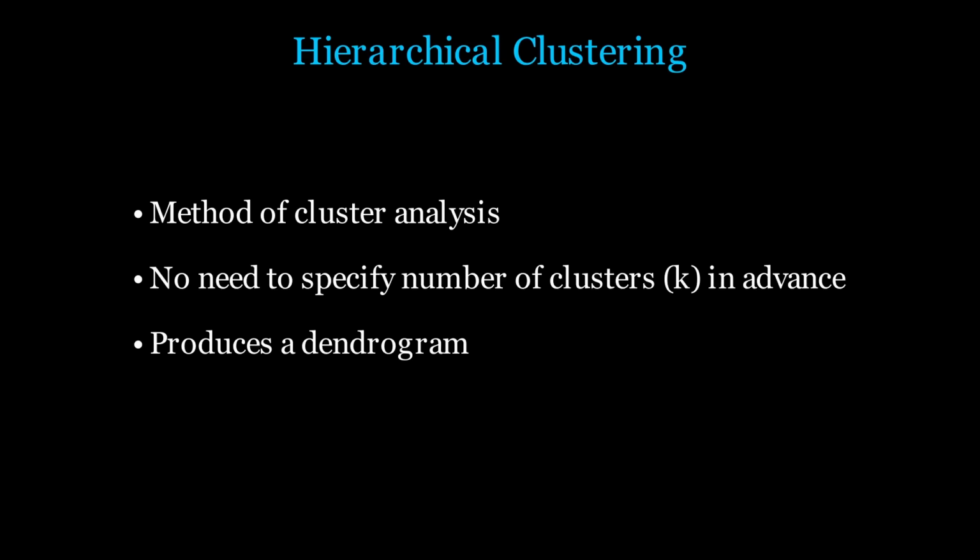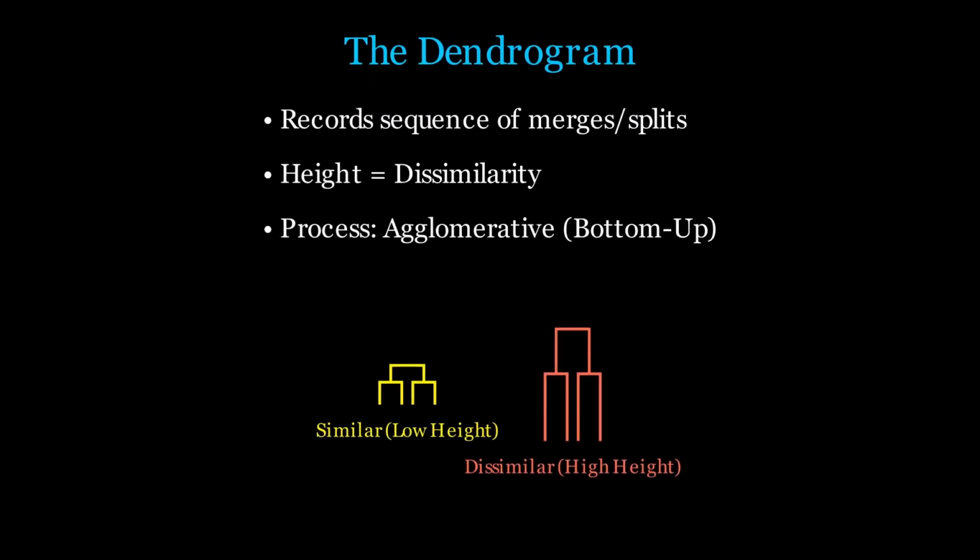Hierarchical clustering produces a tree-like diagram called a dendrogram. Let's see what that looks like. A dendrogram records the sequence of merges. The vertical height of the branches indicates the level of dissimilarity. Assuming the same scale, the higher the merge, the more different the clusters are.